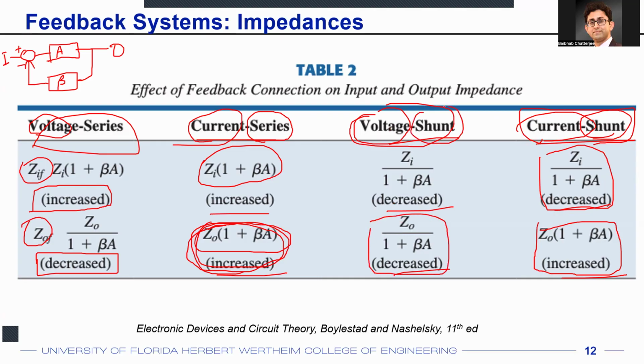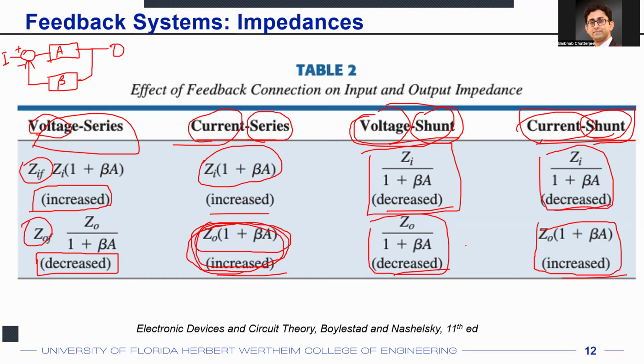And shunt means your input is a current. So you're feeding back some extra amount of current. If your current is more with the same voltage, your impedance is decreasing. Right? Just by remembering Ohm's law and the definition of voltage series, voltage shunt, and current shunt, you can remember this entire table.